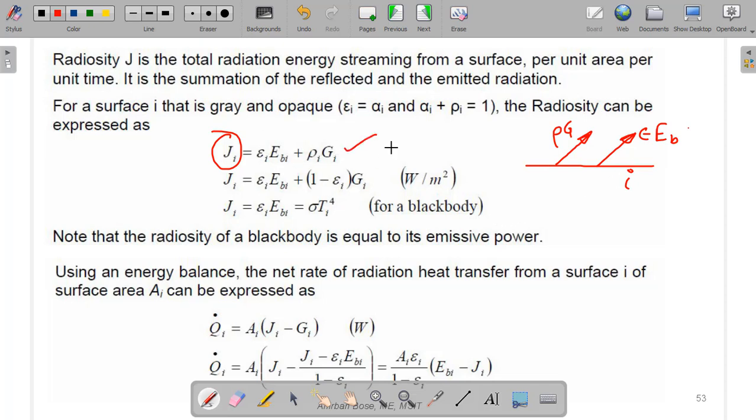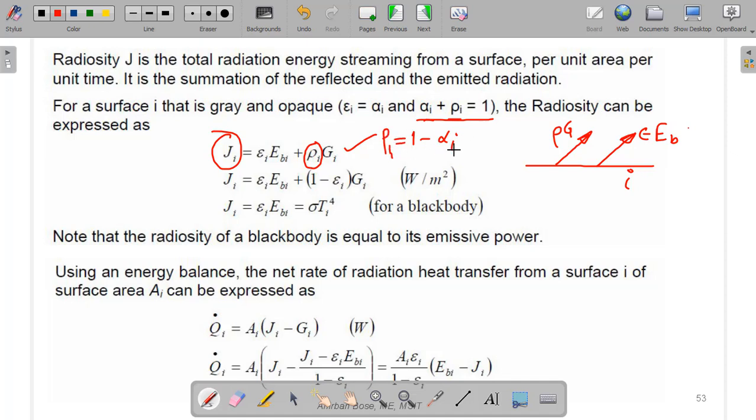Okay, I think this equation is clear. And for the opaque surface, it is only the absorption and the reflection. So absorptivity plus reflectivity is equal to 1. So you can write this rho as 1 minus alpha i, right?